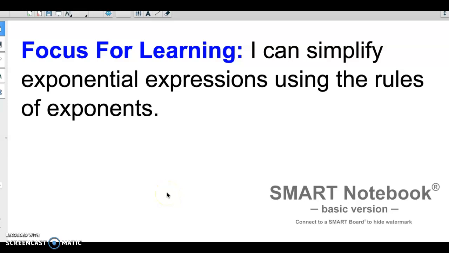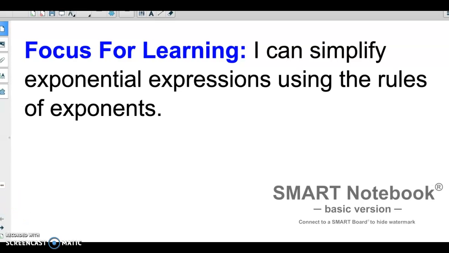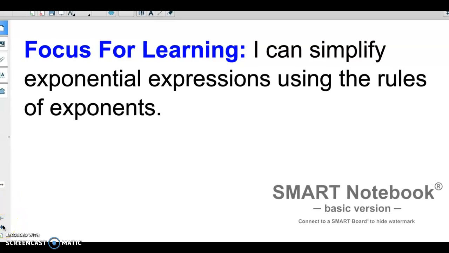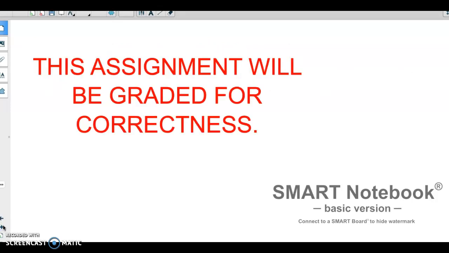All right, our focus for learning for this lesson is I can simplify exponential expressions using the rules of exponents. So we've been talking about the rules of exponents. Today you're going to do some practice problems and I'm going to guide you through them. Just so you know, this assignment will be graded for correctness. So if there are 10 questions and you get 2 out of 10 correct, your grade in progress book is going to be a 2 out of 10. So make sure you are paying full attention.